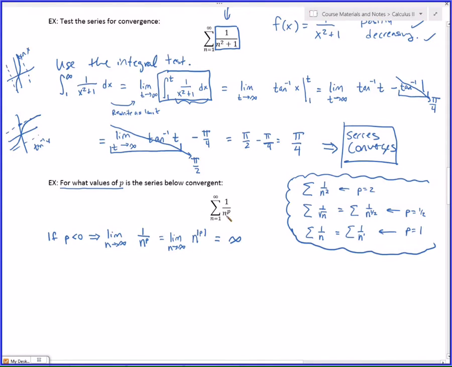Okay, so if p, the exponent, is negative, then the limit of the terms goes to infinity. What does that tell you about the series? If the terms of the series go to infinity, can you tell me if this converges or diverges? Diverges. Why? What test?